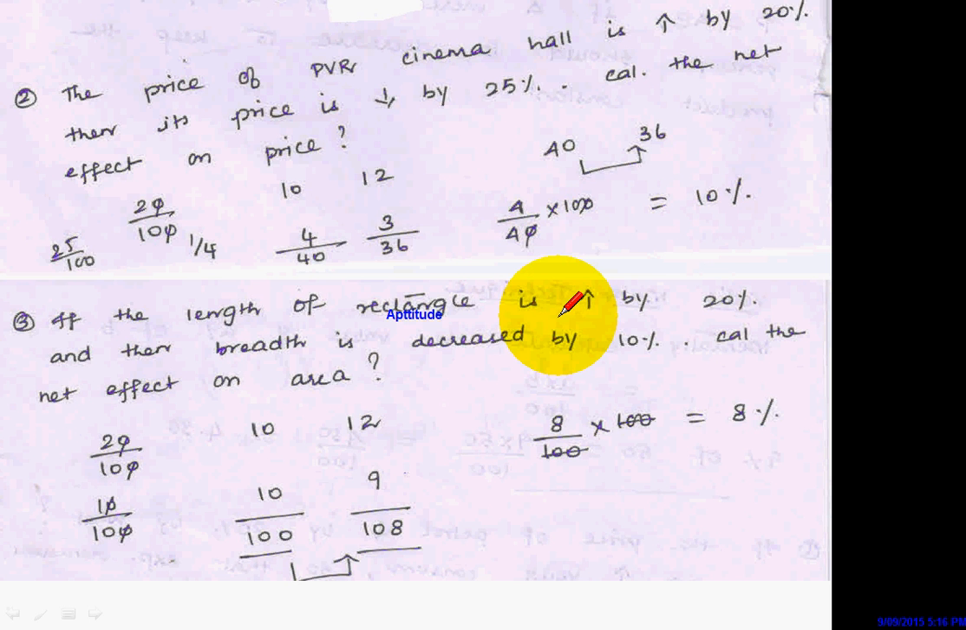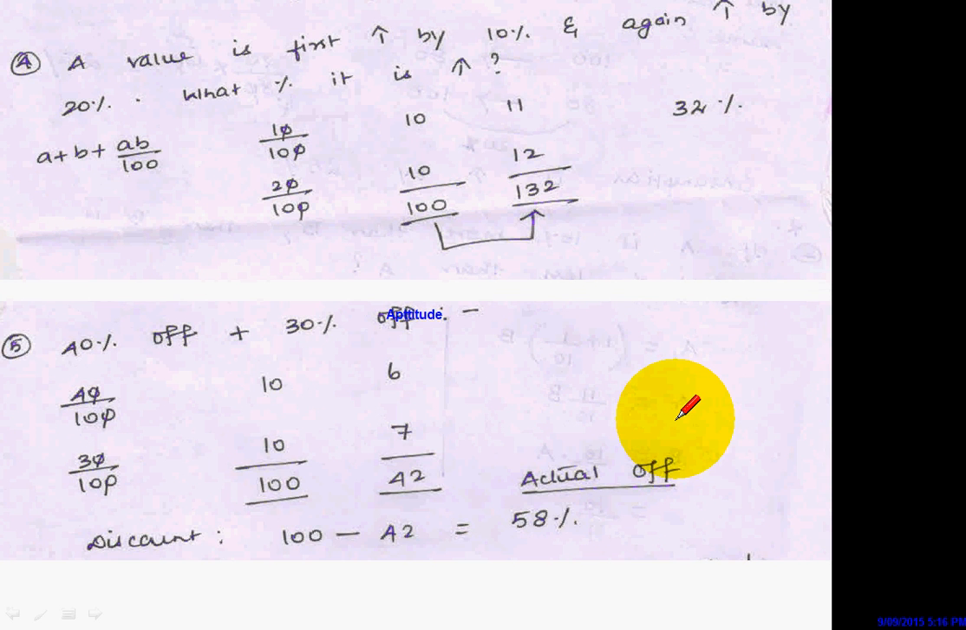And the next one: if the length of the rectangle is increased by 20% and then the breadth is decreased by 10%, calculate the net effect on area. The same procedure, the same thing I have done, and try to find out the difference. You'll get 8% as the answer.